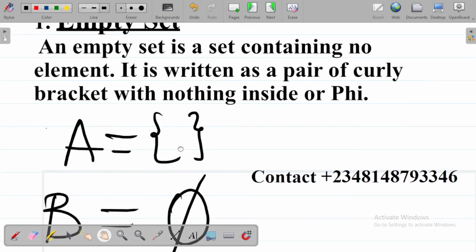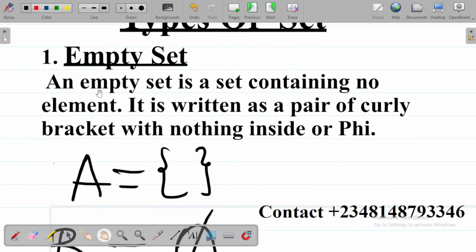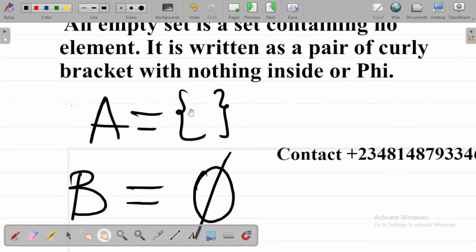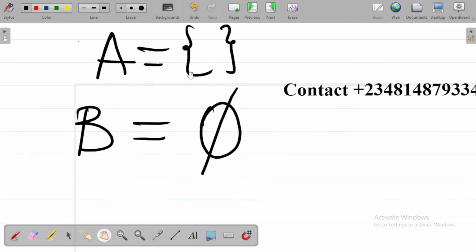Now let's look at the definition of an empty set again. An empty set is a set containing no element. It is written as a pair of curly brackets with nothing inside, so there is no element inside this curly bracket, or phi. So A is equal to a pair of curly brackets with no element, so A is an empty set. And then B is equal to phi. Therefore, B is an empty set.